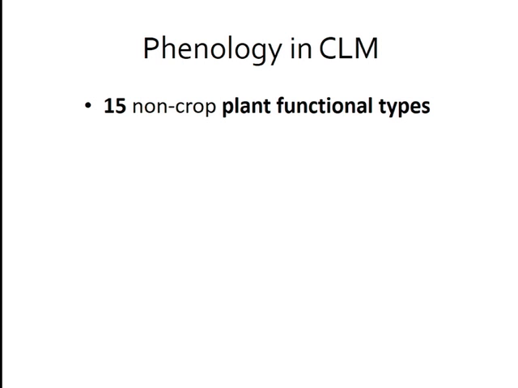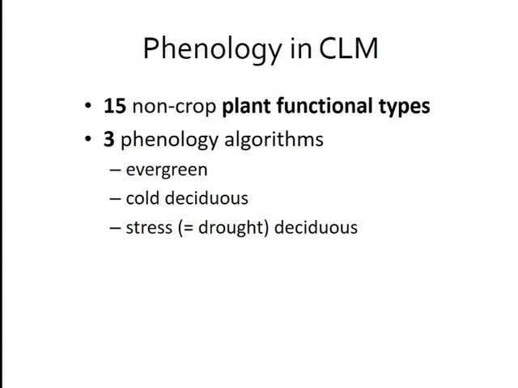Of those, you're probably all horrified by that small number, but it's more than some models have. But there are actually only three phenology algorithms, so only three ways that plants can decide whether or not to grow their leaves. So plants can be evergreen, that hopefully is self-explanatory. Plants can be cold deciduous, which is what we have here. They drop their leaves in response to day length mostly, and then they start growing their leaves in response to warm temperatures.